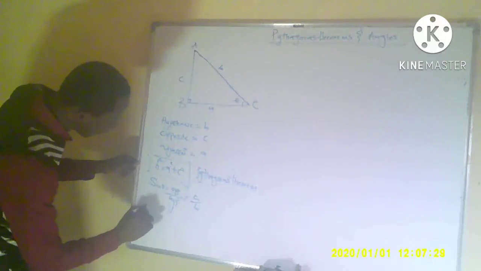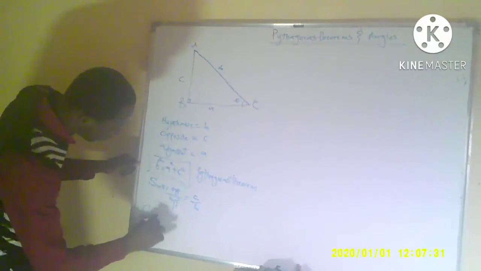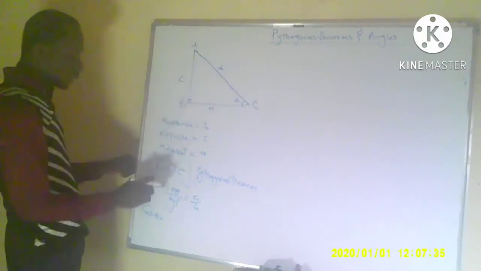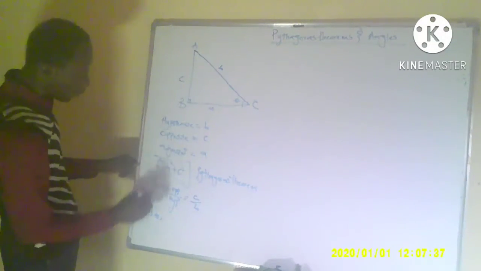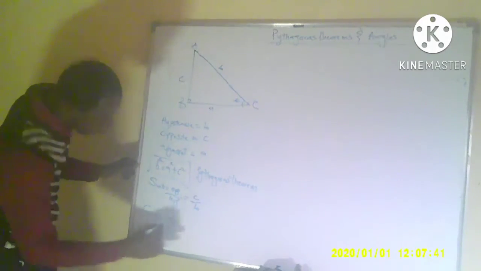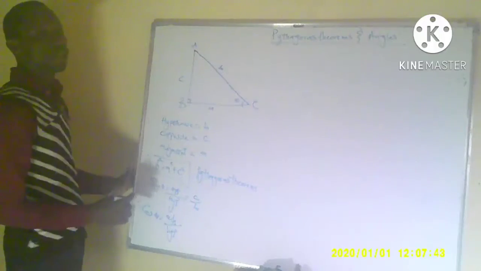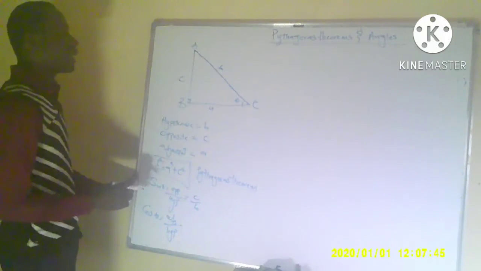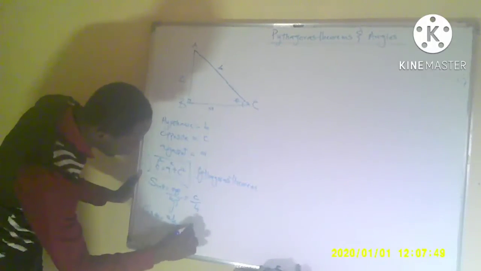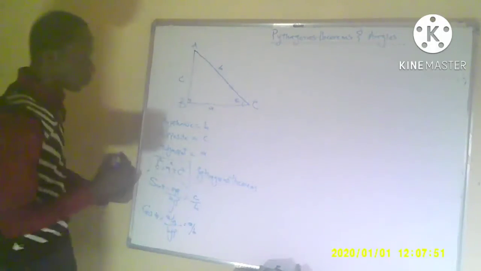Now, cos theta. Let's assume this is the theta. What is cos? Adjacent over hypotenuse. If you remember from our previous video, our cos theta is adjacent over hypotenuse. Where is the adjacent? a. Where is the hypotenuse? b. It's equal to a over b.